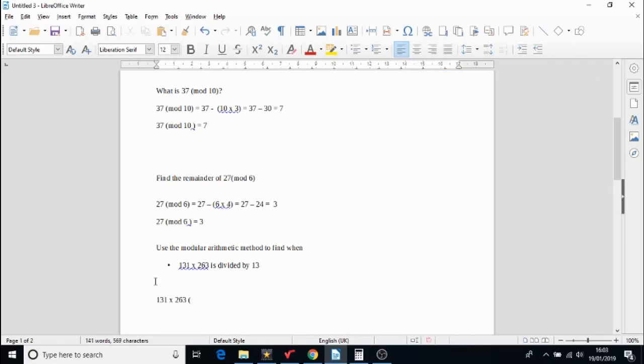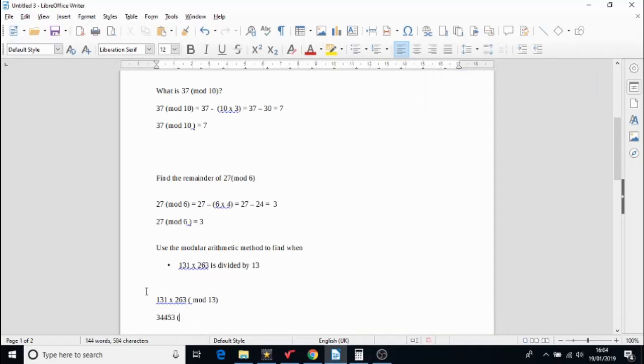So we're going to write out 131 multiplied by 263 mod 13, because 13 is the divisor. The multiplication you get from multiplying 131 by 263 is what you're going to be trying to find out: how many 13s go into that number, and what is the remainder after putting that amount of 13s into that number.